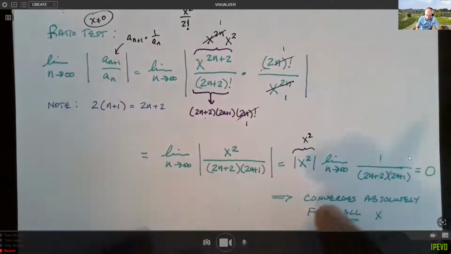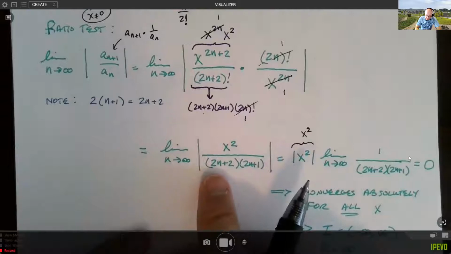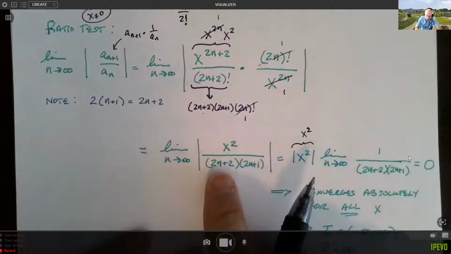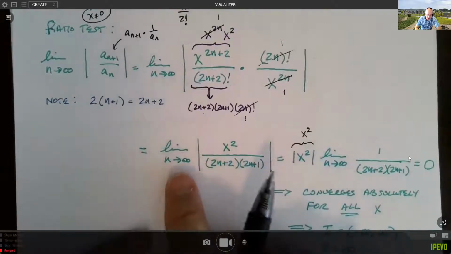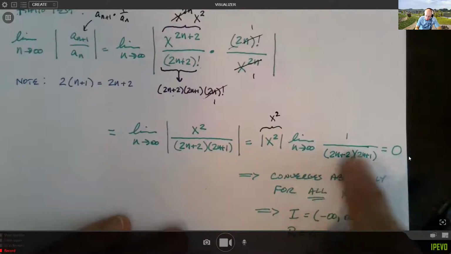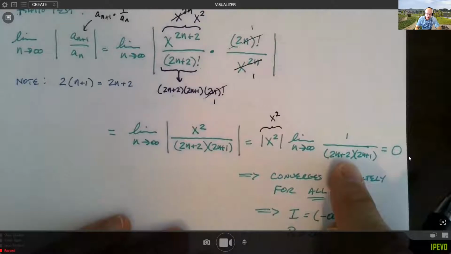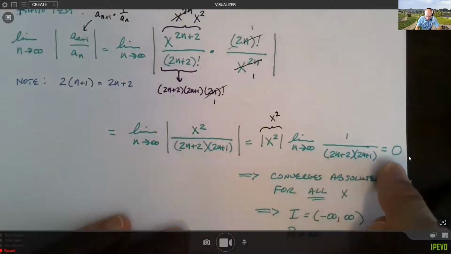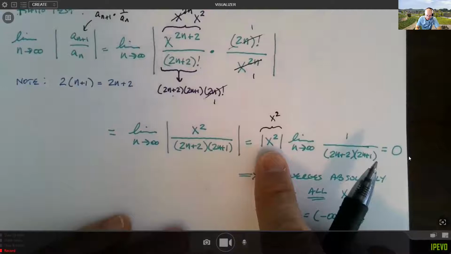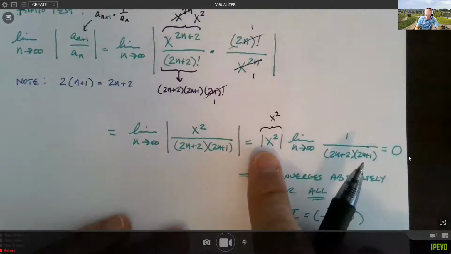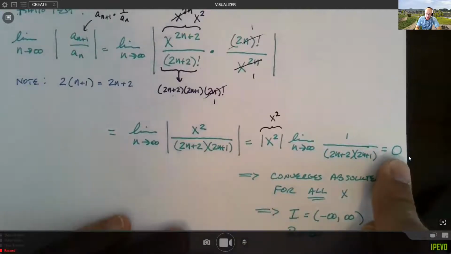Okay, so what's left is the limit as n goes to infinity of 1 over this stuff in the bottom. Notice I can get rid of the absolute value bars because 2n plus 2 and 2n plus 1 are positive as n goes to infinity. So it's just the limit of this thing. But clearly this is going to go to 0 because 2n plus 2 times 2n plus 1 is going to infinity. 1 divided by a larger and larger value approaches 0, regardless of the value of x. I mean, x can be a billion, and this thing is still going to go to 0. And so a billion times something going to 0 is going to go to 0.